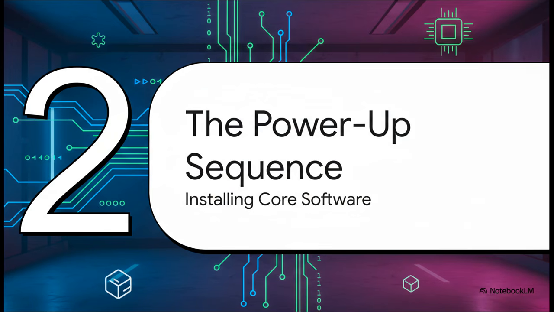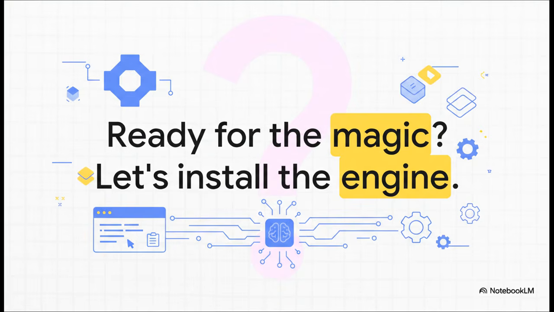Okay, our AI has a home. Now it's time for the power-up sequence. In this section, we're going to install the core software that actually brings this thing to life. You ready for the magic? Because we're about to install the engine. Now this part involves the terminal, but don't worry, it's literally just a few copy and paste commands. I'll walk you through it.